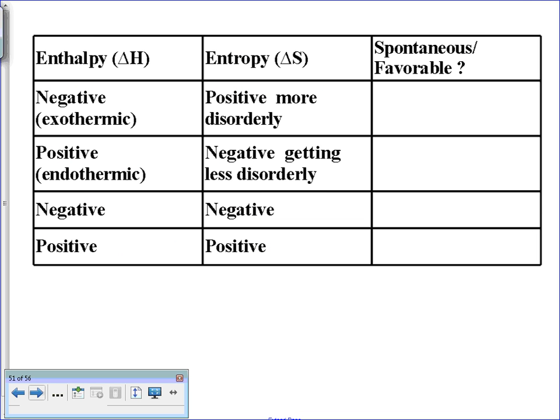Going to happen without any intervention. It doesn't mean it's going to happen fast. It just means it's going to happen naturally, without help. Because like I said, a catalyst is a helper. It's going to help the reaction happen. We want to just talk about what reactions happen all by themselves without any extra help. So the way that you figure it out is you have to look at the enthalpy and the entropy.